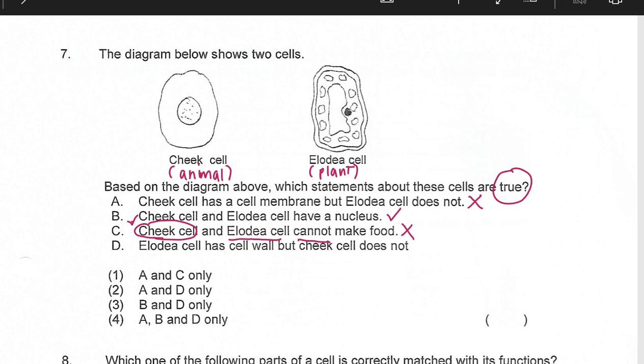Elodea cell has a cell wall, but cheek cell doesn't. So the animal cell doesn't have, whereas the plant cell has. So this statement must be true as well. So we looked at the two possible answers. They are B and D. The answer will be 3.